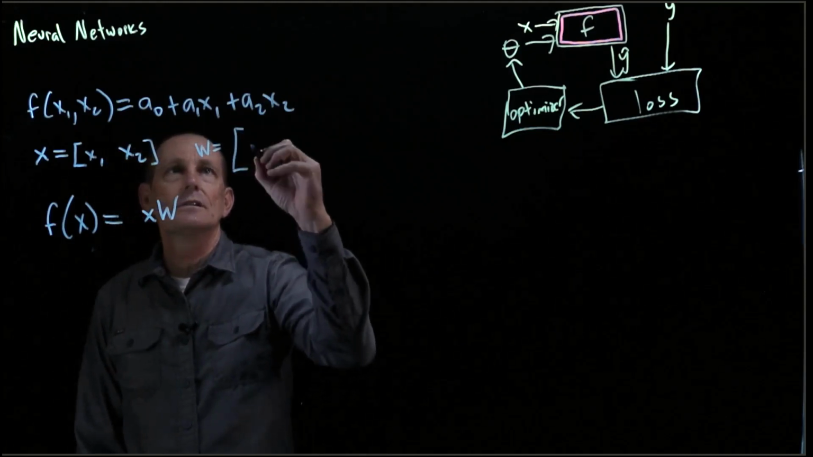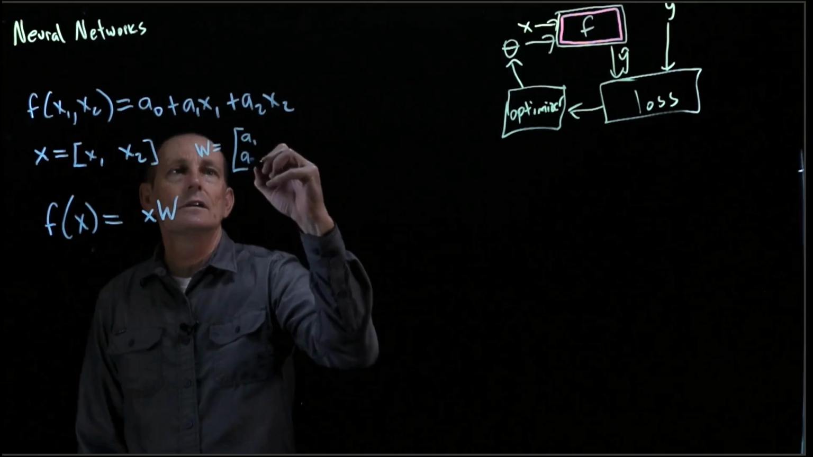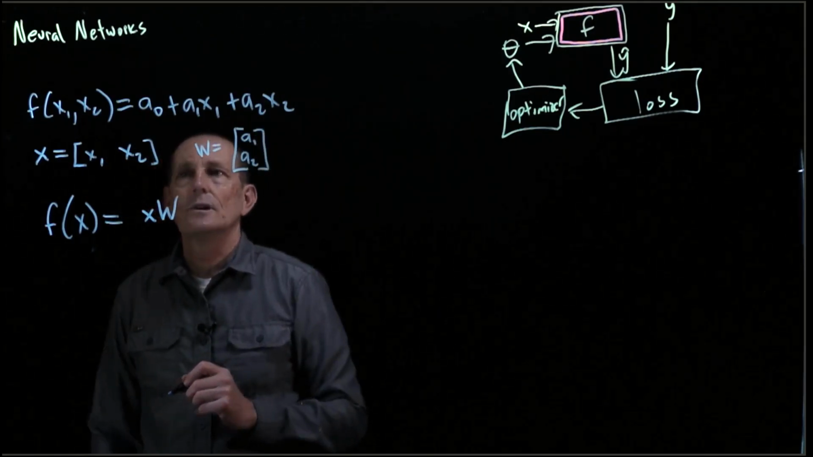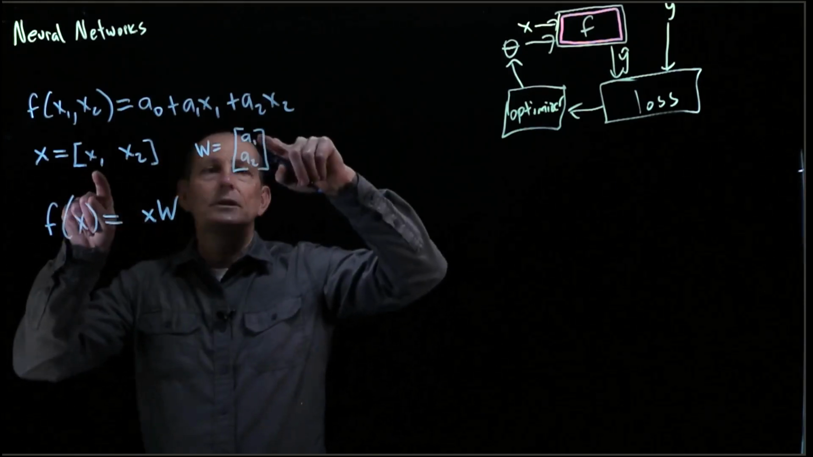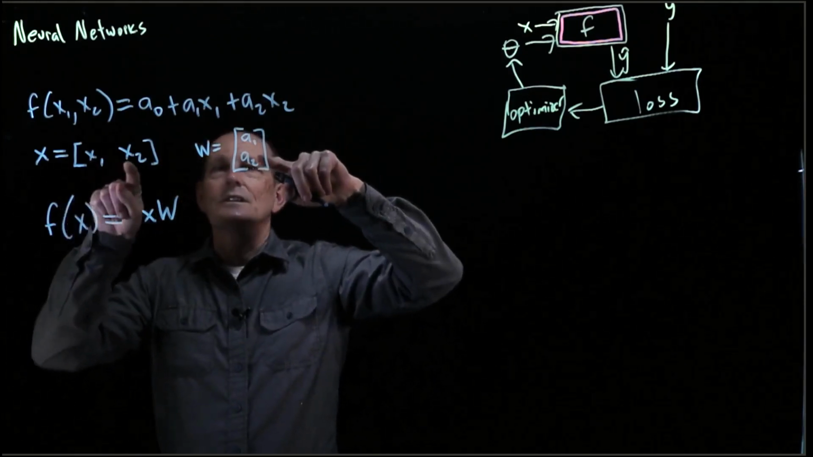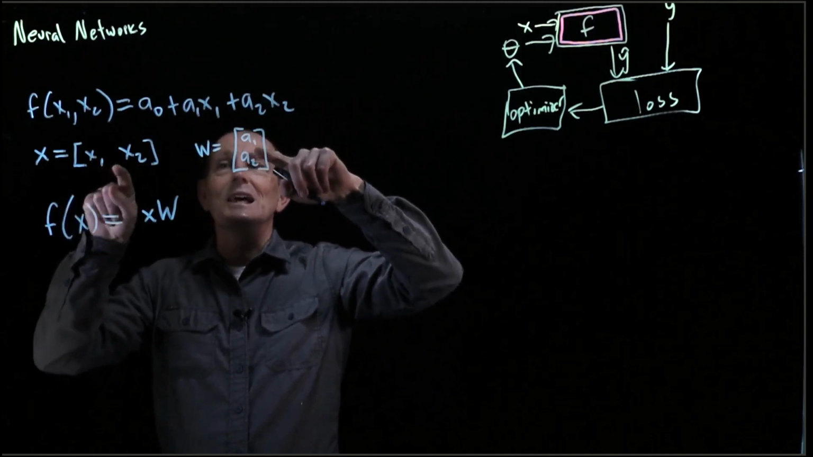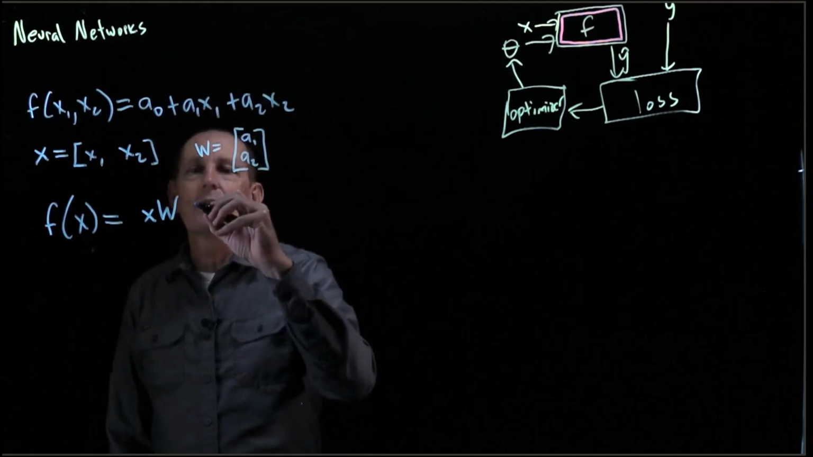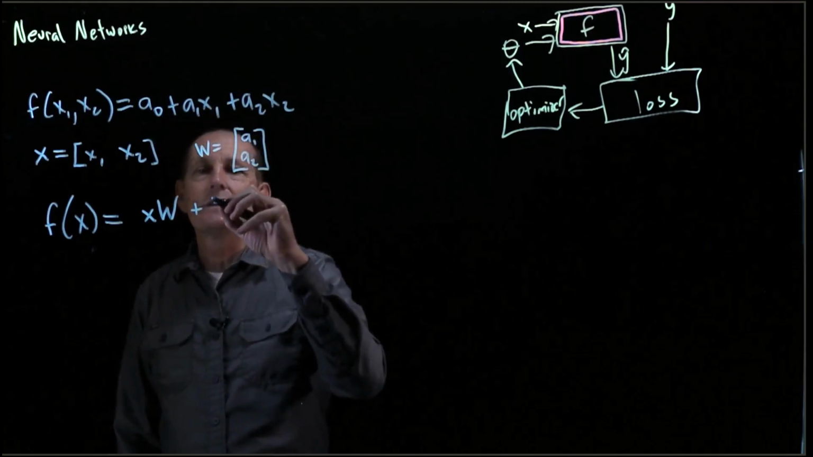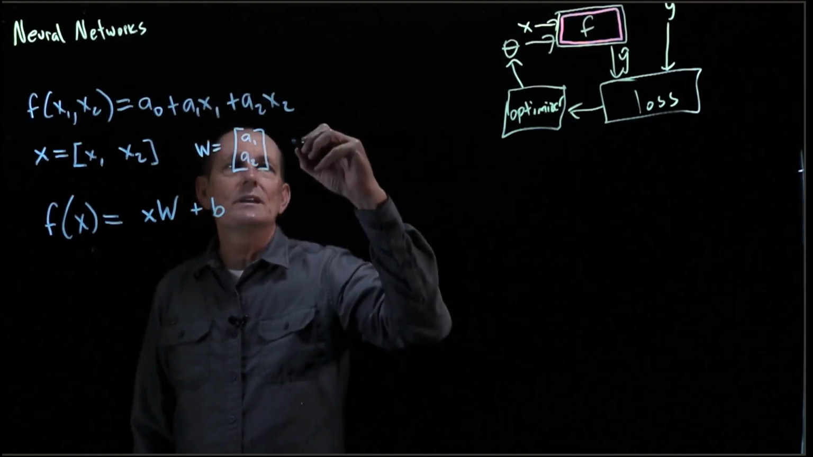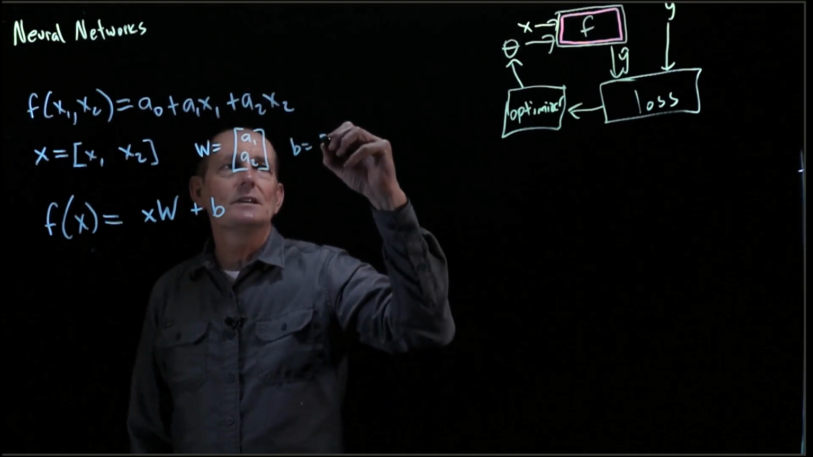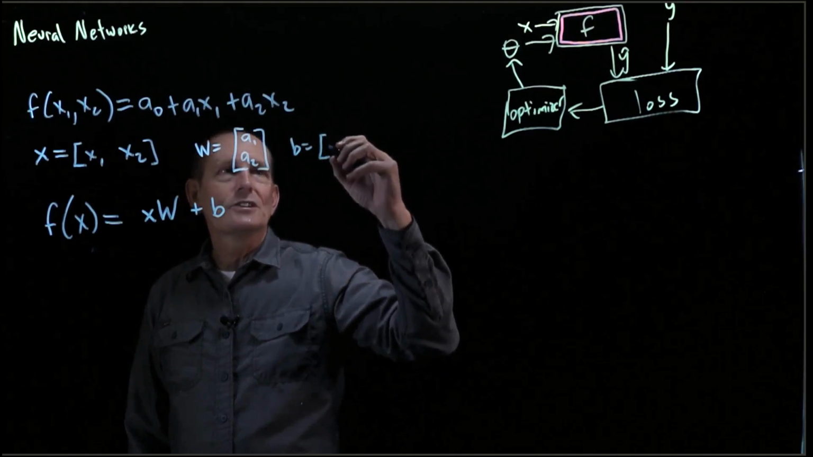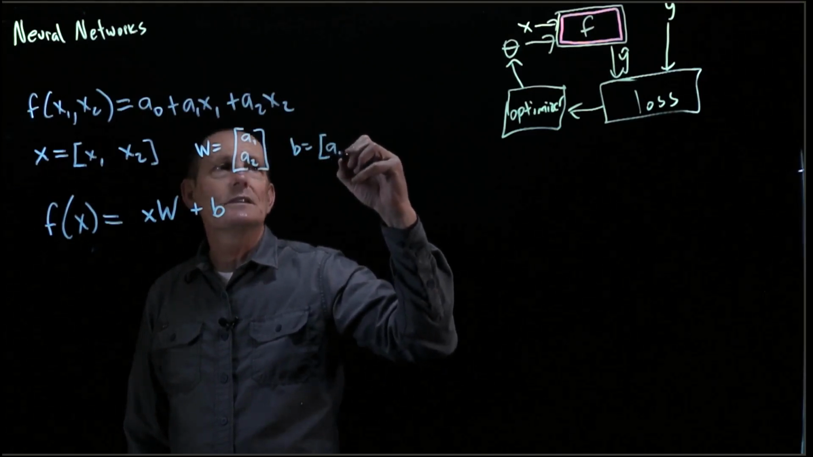w equals a1, a2. And so, of course, when we multiply x by w, this is going to be x1 a1 plus x2 a2. So that'll give us these two terms. So we're going to go ahead and add plus b, where b is going to be defined to be just a matrix with a single entry in it, which is going to be a0.